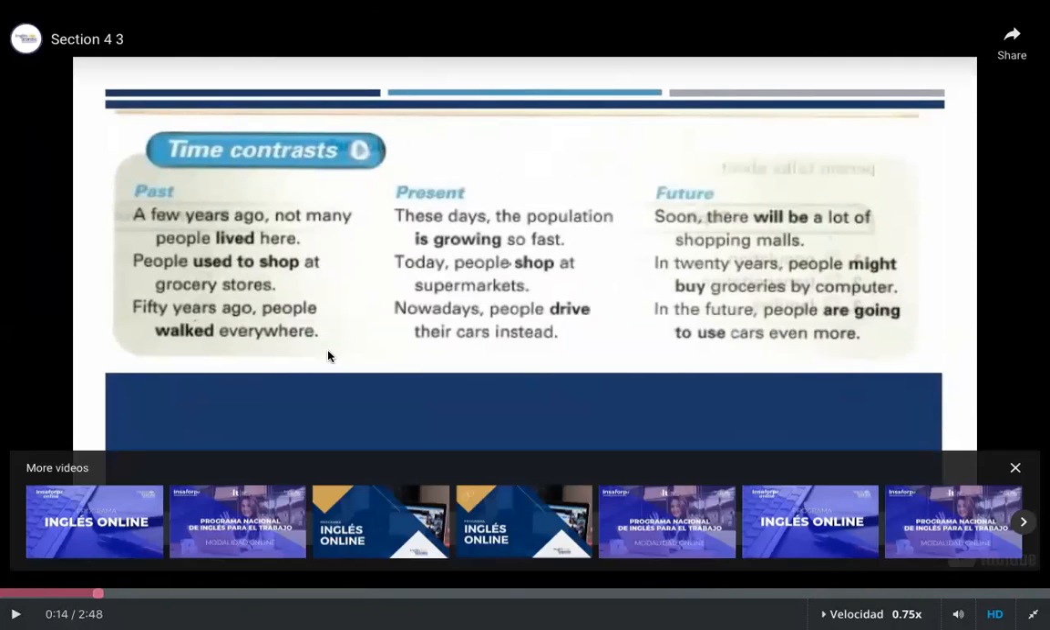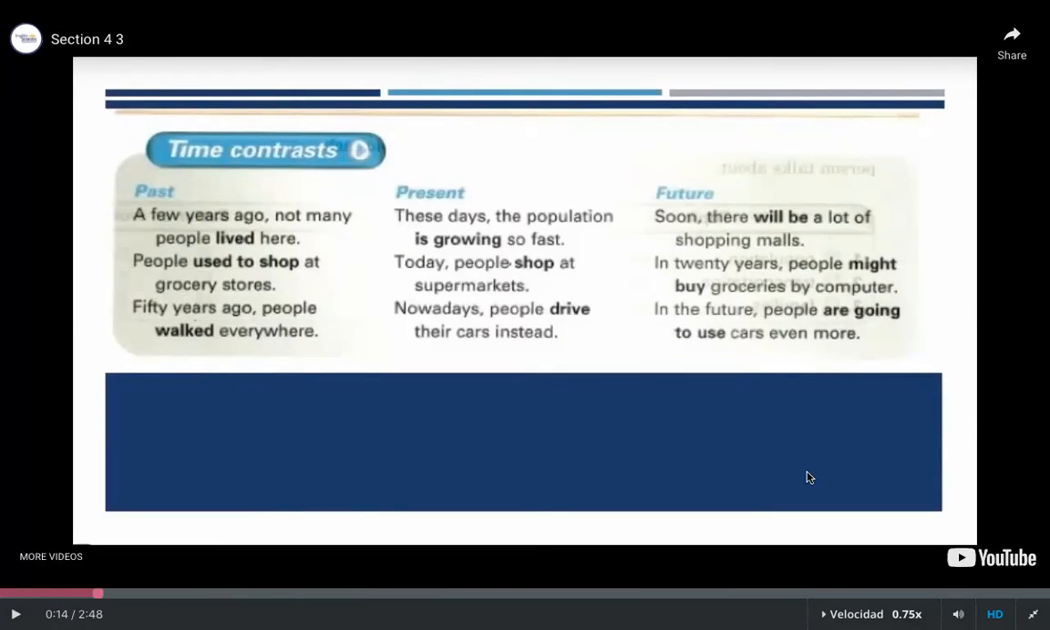Okay, for time contrasts, we have the comparison between past, present, and future in this screen. You can see how the same topic is explained, and you can see clearly that you have a difference between the time frame. For example, in the past, you see a few years ago, not many people lived here. So the verb is in past, lived, because you are giving detail the action happened a few years ago, so it's already past. And we can see the other one, that is, people used to shop at grocery stores.